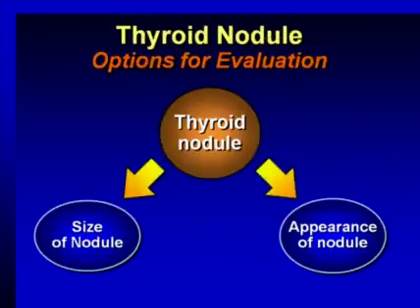So the options for thyroid nodule evaluation is that one can look at the size of the nodule or the appearance of the nodule or both. In our practice, we tend to concentrate primarily on the appearance of the nodule. We realize that if a nodule is malignant, there's a slightly worse survival with large nodules, but given that, we tend to concentrate primarily on that nodule appearance.